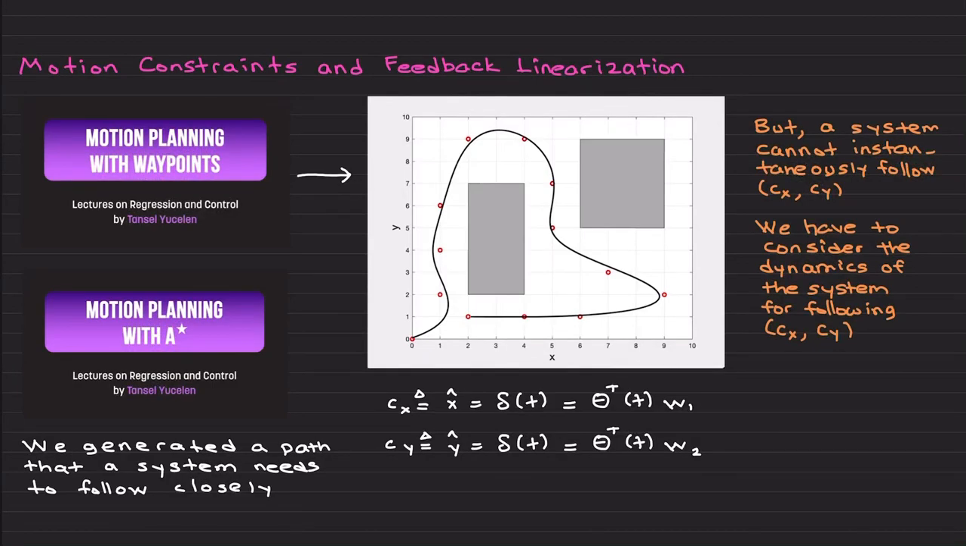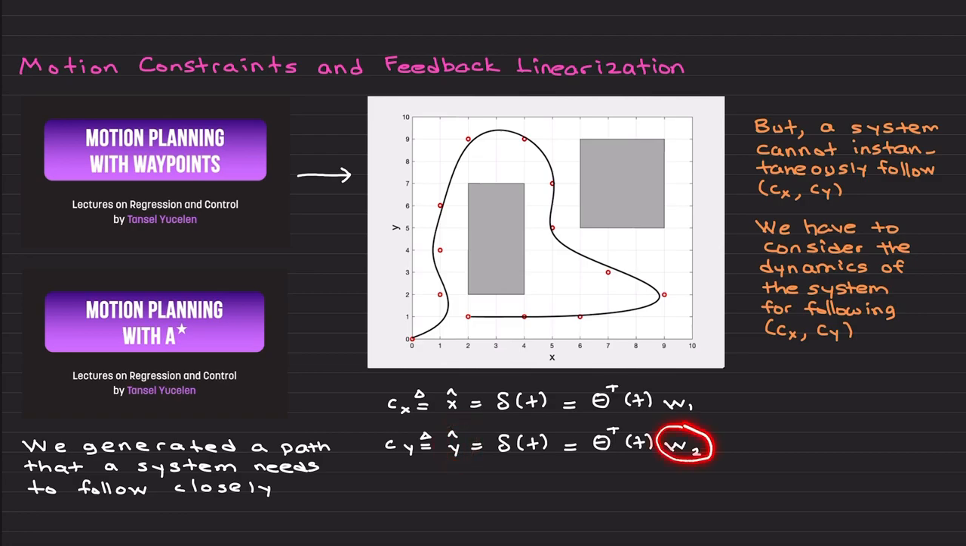Welcome back. In the previous two videos, motion planning with waypoints and motion planning with A star, we generated a path. For example, let's look at the material with waypoints. If you haven't watched that video, please watch it; this video will make more sense. In that waypoint video, we did a curve fit. We find W1 for X hat and Y hat.